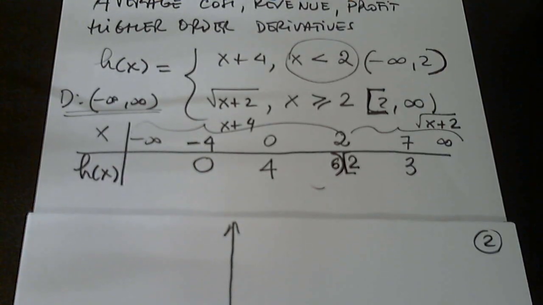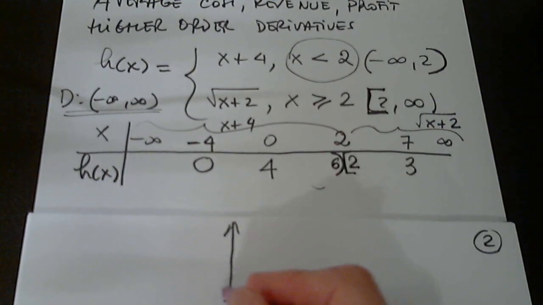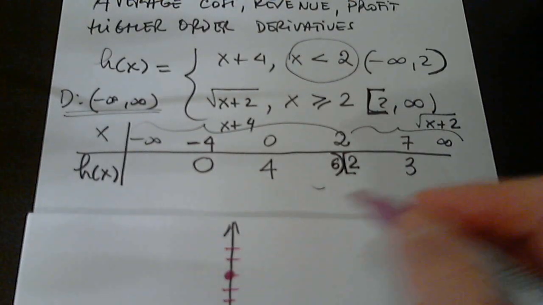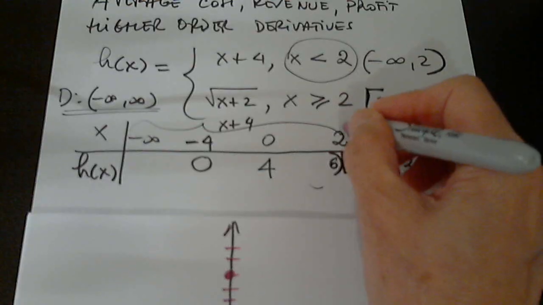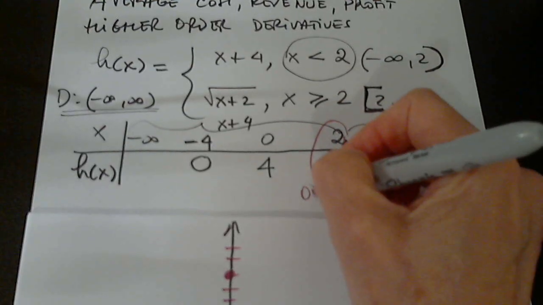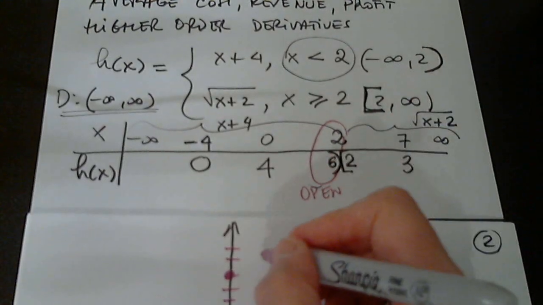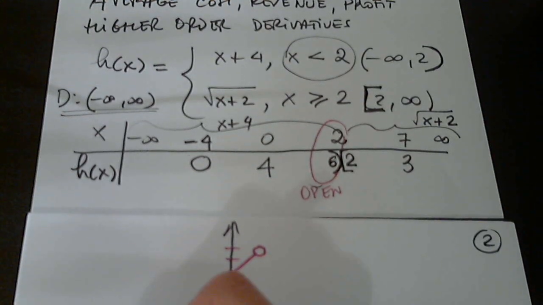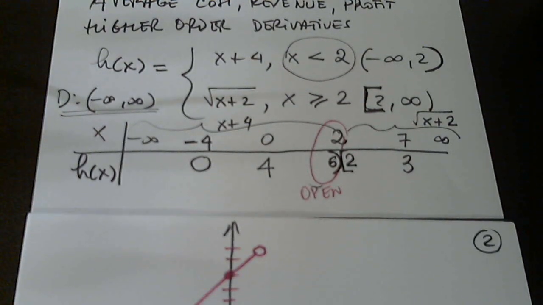Okay, so negative 4, 0, 0, 4, 2, 6. But it's an open point. You can write on it so you don't make a mistake if you want. So this is an open point. And this is a straight line because it's a linear equation or linear function.